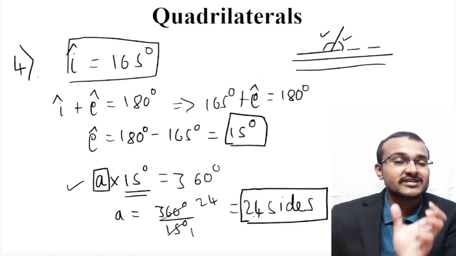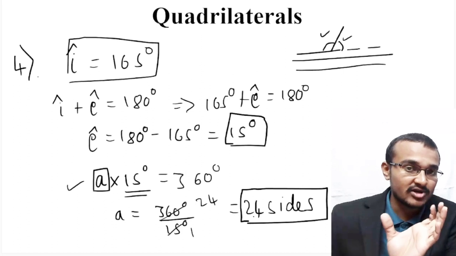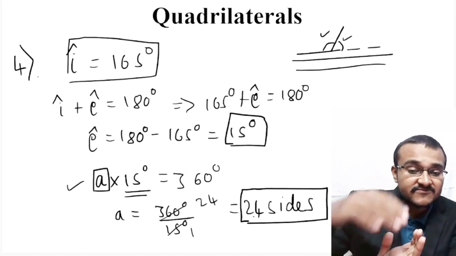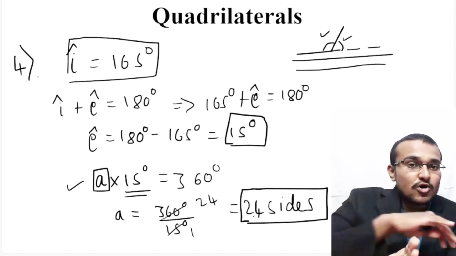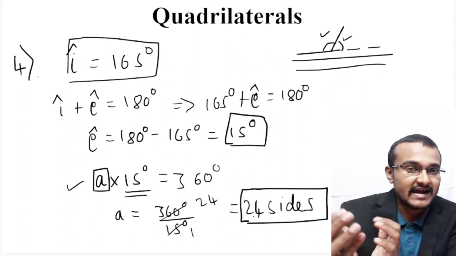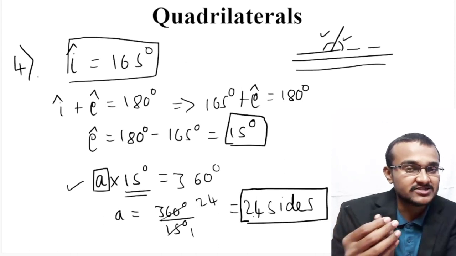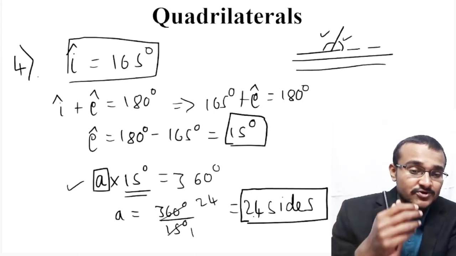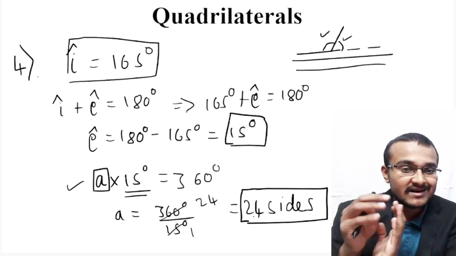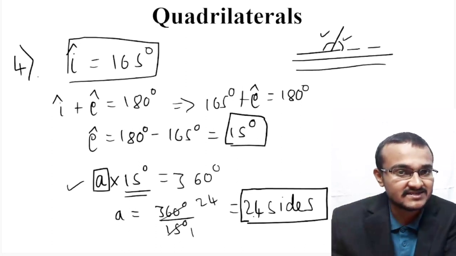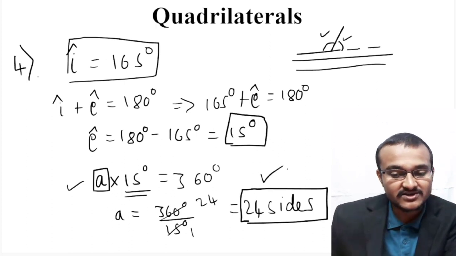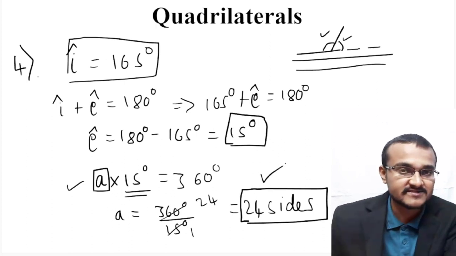So there is a 24 sided regular polygon which has 15 degree as its exterior angle. So all its 24 exterior angles will be equal to 15 degree. So when you add all those 24 exterior angles, you'll get 360 degree. So all interior angles of this 24 sided regular polygon have 165 degree as the interior angle. So using all this data, you have found out that this particular regular polygon is having 24 sides.